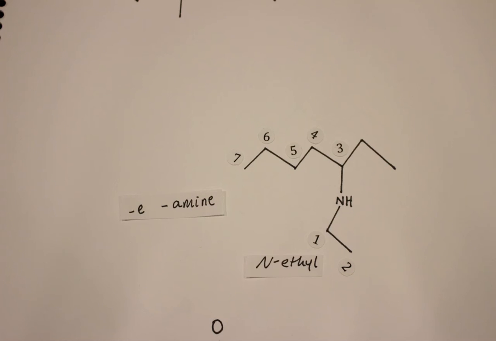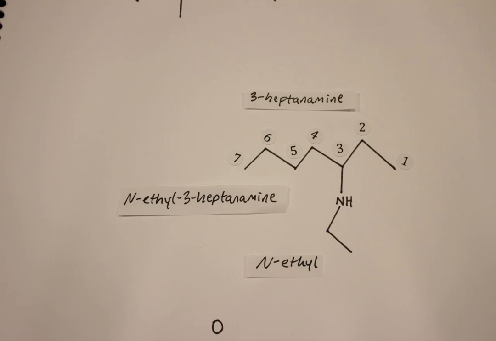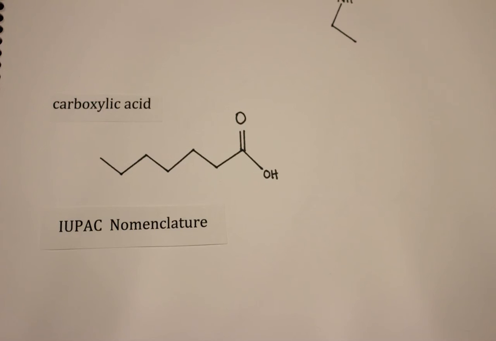Any group that is attached directly to a nitrogen instead of the carbon chain gets an N preceding it to indicate that it's bound to nitrogen and not to carbon. Since there are 7 carbons, this would be heptanamine. Since the amino comes off at the number 3 carbon, it would be 3-heptanamine. And since ethyl is attached to the nitrogen, which is the substituent, it would be N-ethyl-3-heptanamine.